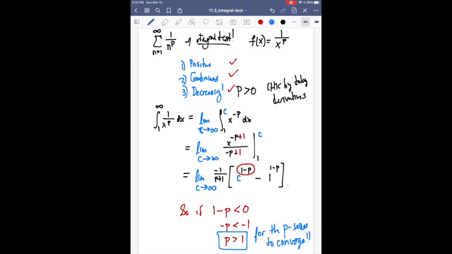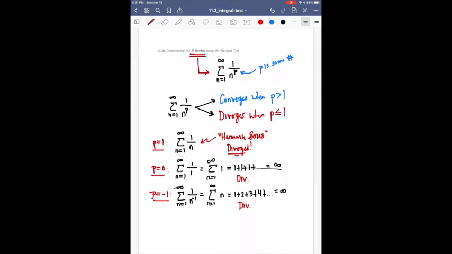So again, for the p-series, we just went through the p-series and showed what values of p would make this converge. You can do a similar calculation and basically convince yourself that when 1 minus p is greater than or equal to 0, this integral isn't going to converge. But the real important thing for the p-series is remembering this fact. When p is greater than 1, the p-series converges. When p is less than or equal to 1, the series is going to diverge.